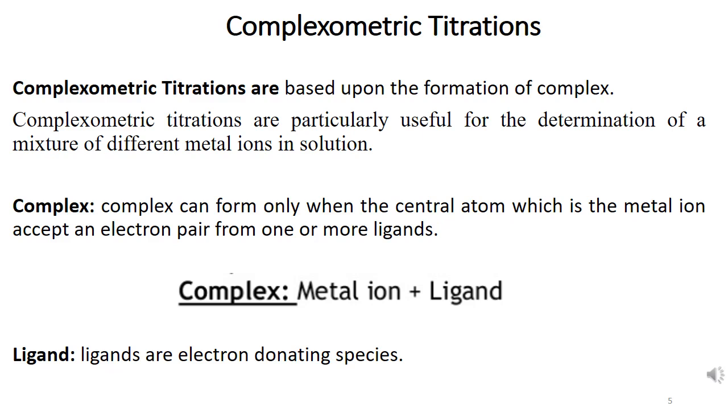Ligands can be of different types. Ligands can be monodentate ligands that can give one pair of electrons, bidentate ligands that can give two pairs of electrons, tridentate ligands that can give three pairs of electrons, and tetradentate that can give four pairs of electrons, and then pentadentate, hexadentate, etc.